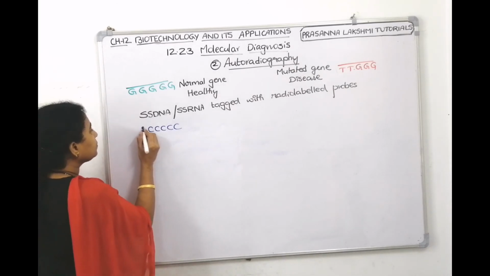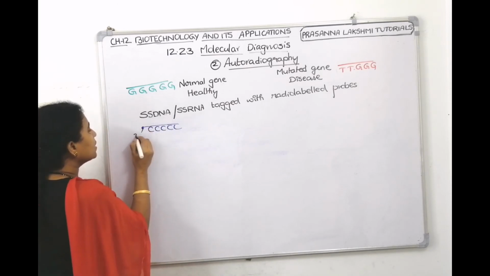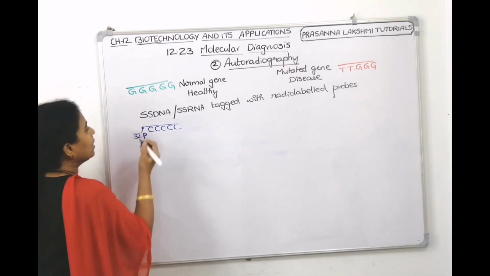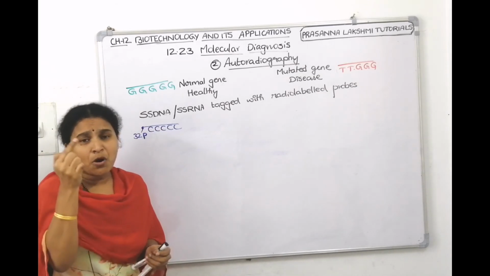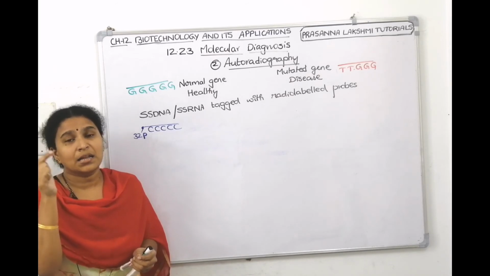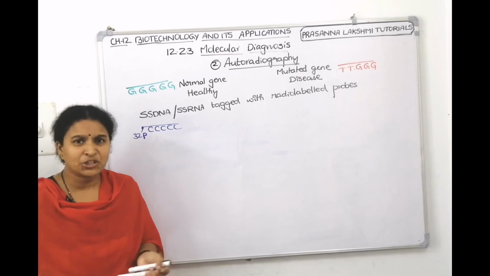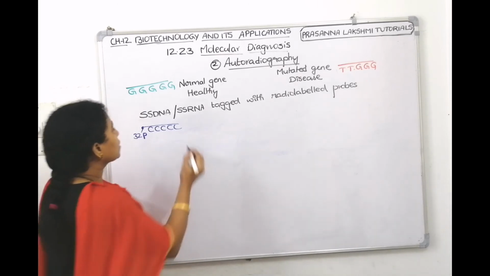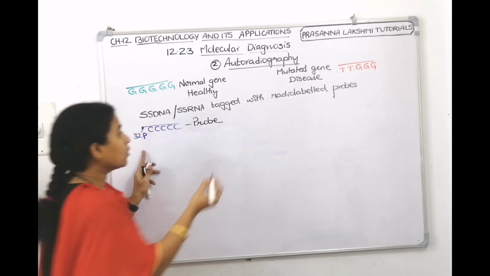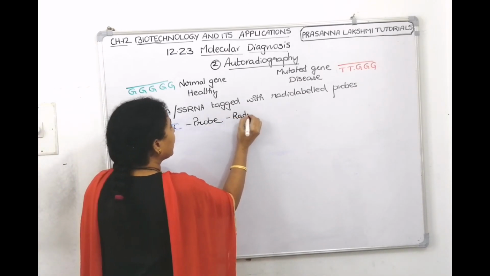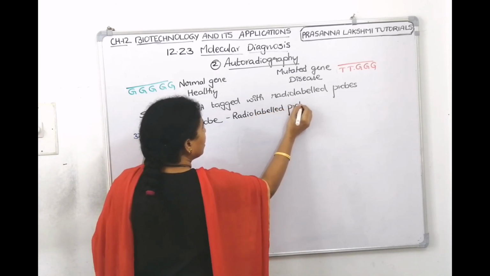So, here I tagged this. What is this? P32 radiolabeled single-stranded DNA or single-stranded RNA, a small single-stranded DNA or RNA which helps in identification of the gene, is called a probe. Probing means checking, right? So, this one is called a probe. The probe which has radioactivity, so we can call it a radiolabeled probe, right? It is called a radiolabeled probe.